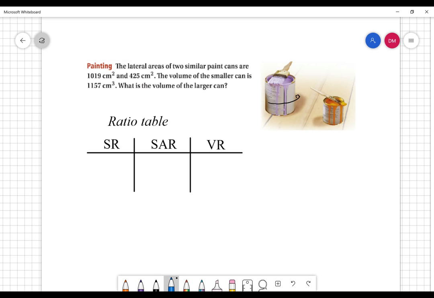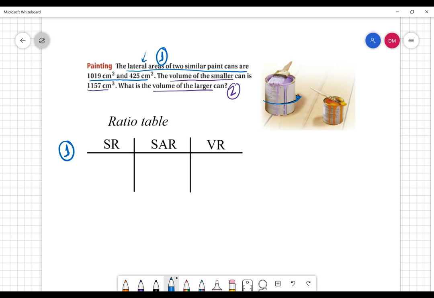Whenever we're doing these problems, we're going to do them in 2 steps. The first step here is we have the lateral areas of 2 paint cans, which lateral just means this area around the lateral face. It's still an area, which means we have part of our surface area ratio here. That's going to be step number 1, is using the surface area or lateral area ratio and then creating the rest of the ratio table. Step number 2 then is going to be that we have the volume of the smaller right there, and we want to find the volume of the larger. So we're going to do that last. So let's do our ratio table first.